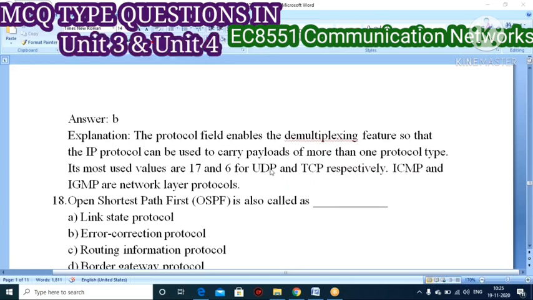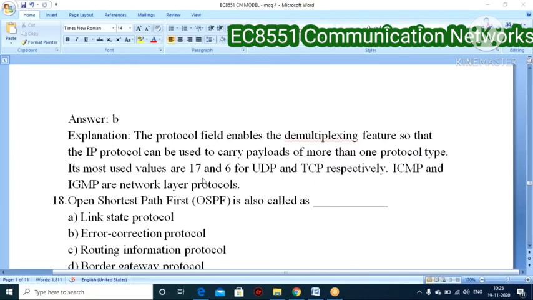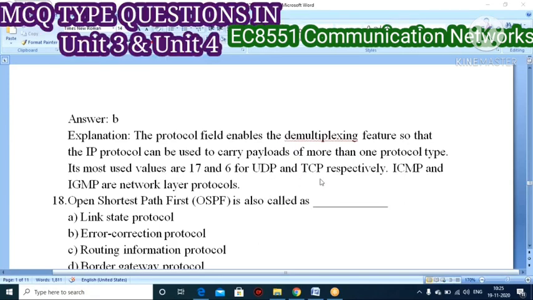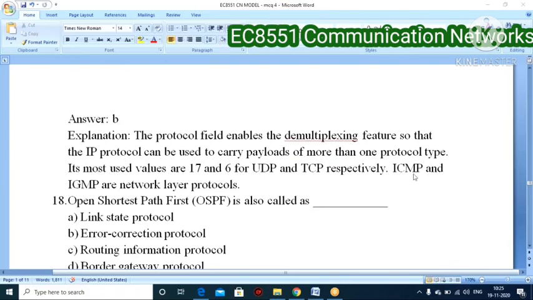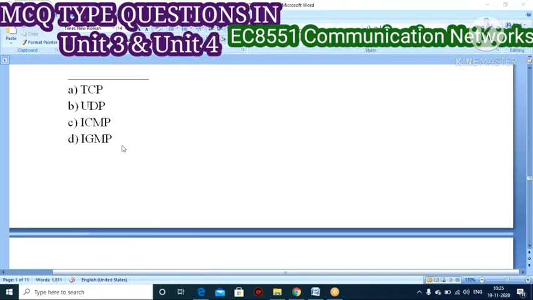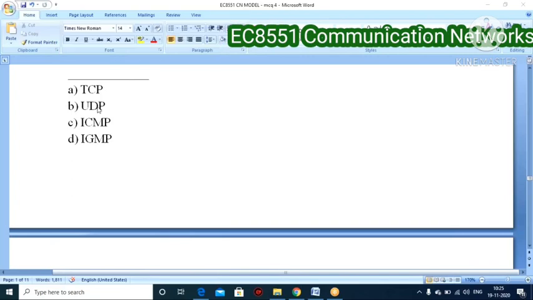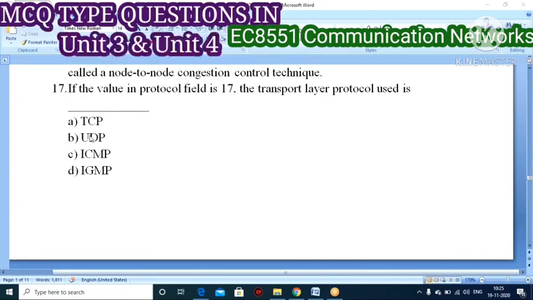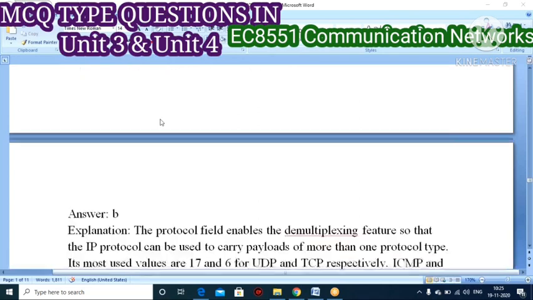The protocol value 17 is for UDP, 6 is for TCP. ICMP and IGMP are network protocols, not transport layer protocols. ICMP and IGMP come under the network layer protocols, so these two options are wrong. So only TCP and UDP. You know that TCP's value is 6 and UDP's value is 17. So 17 is UDP, and the answer is UDP.